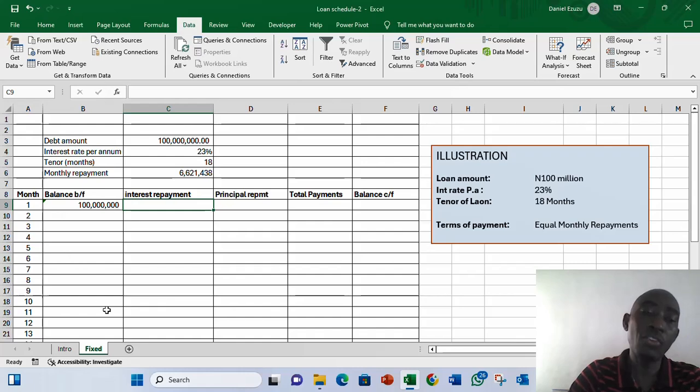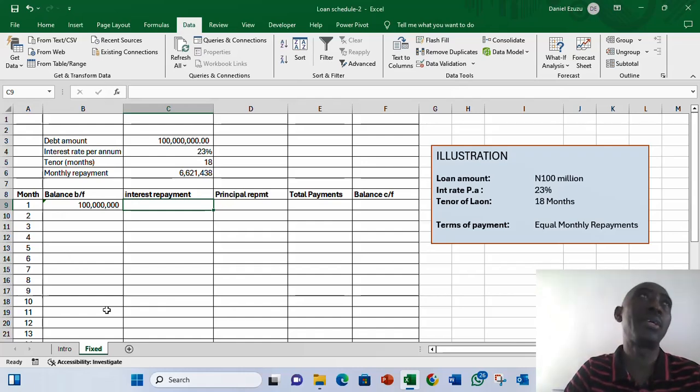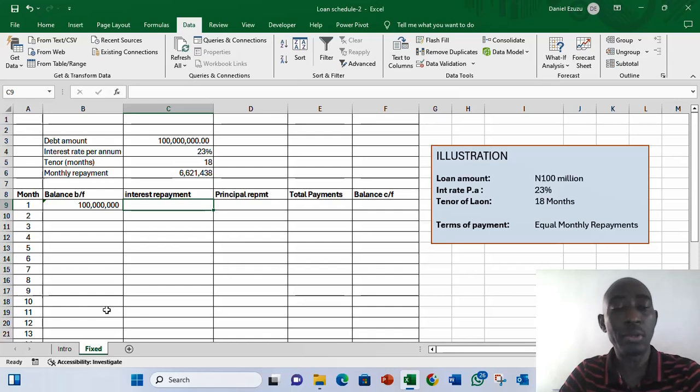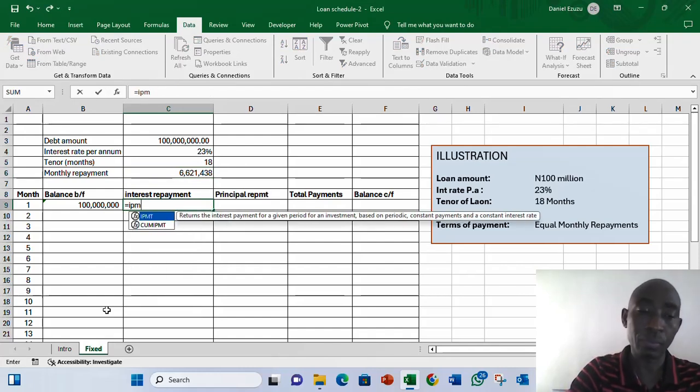Now, the interest under this scenario, we are going to use the IPMT function, which is the interest payment function, the finance function. This function is used where the loan repayment is on fixed equal amount. Remember the earlier one we did, we simply took the interest rate multiplied by the reducing balance. But we are told here that the amount to be paid is going to be a fixed amount, which we've computed here. So what portion of this is interest, what portion of it is principal? So I'm going to use the IPMT.